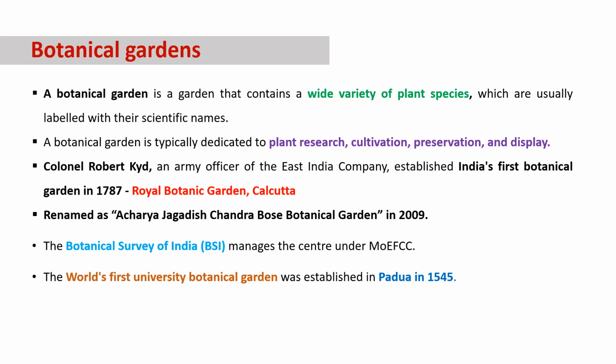Okay, so a botanical garden can be used for plant research purpose, cultivation purpose, preservation purpose, display purpose, education purpose, and awareness purpose. So Colonel Robert Kyd, an army officer in the East India Company, established India's first botanical garden in 1787, the Royal Botanical Garden in Calcutta.